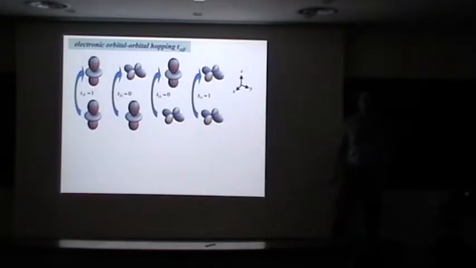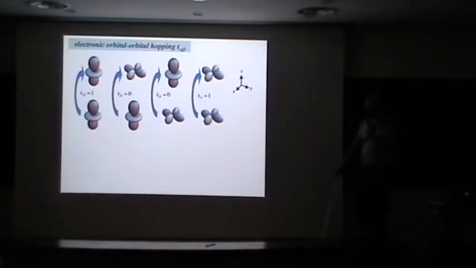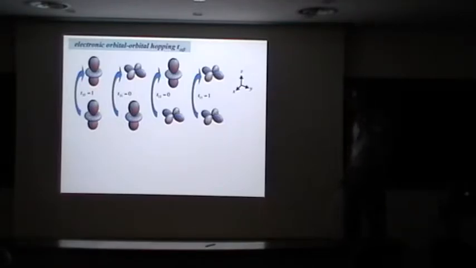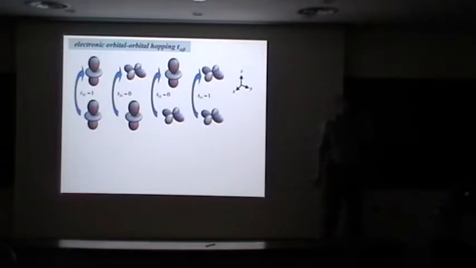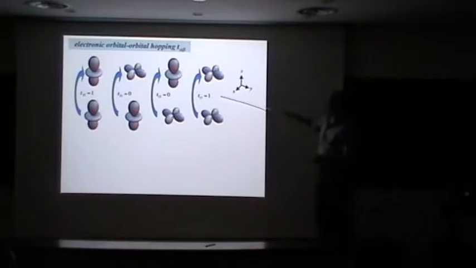Why? It should be symmetry allowed. Okay. Now there's a different level of answers. Let's do the simplest answer. If I look at real transition metal oxides, there's no direct overlap of d and d. There's always an oxygen in between. So if there's an oxygen in between, then this is absolutely true.